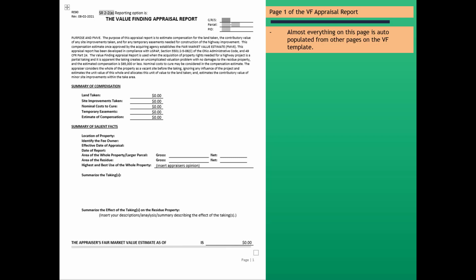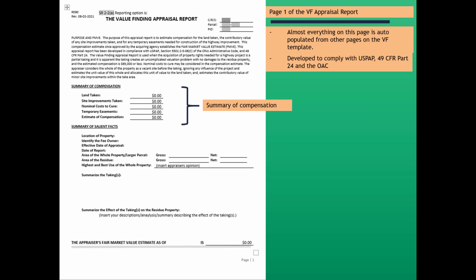Almost everything on this page is going to be auto-populated from other pages on the VF template. It's developed to comply with USPAP, with 49 CFR Part 24, and with the Ohio Administrative Code. This first bracket is the summary of compensation. It includes land taken, site improvements taken, any nominal cost secured, temporary easements, and the total of those is the estimate of compensation. The next bracket is a summary of salient facts.